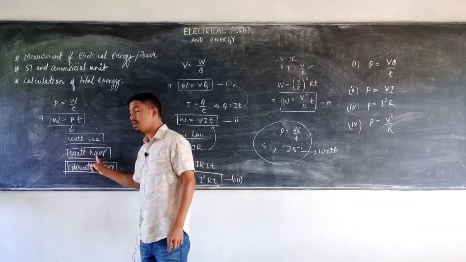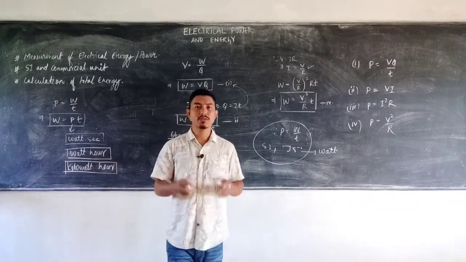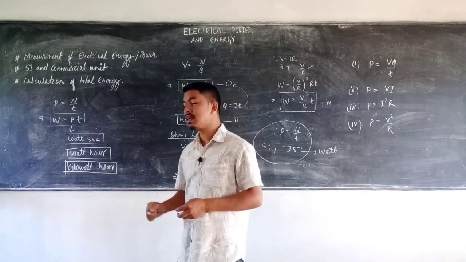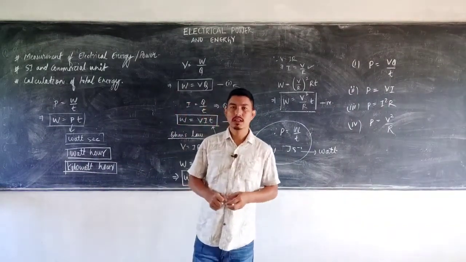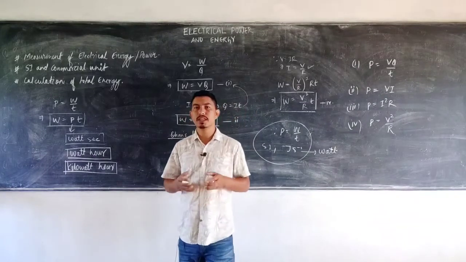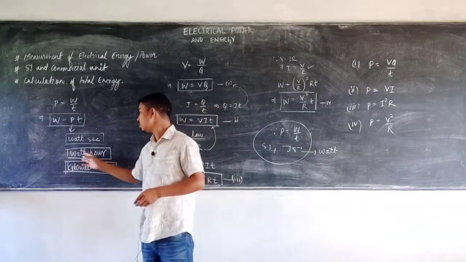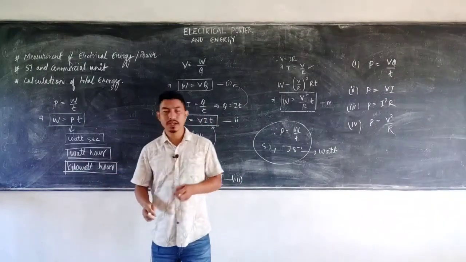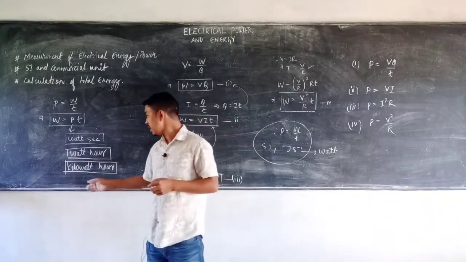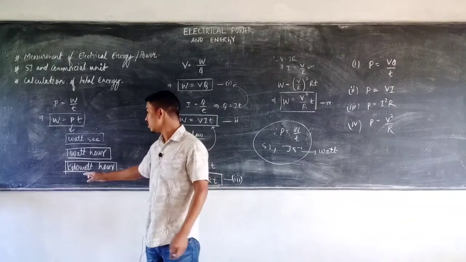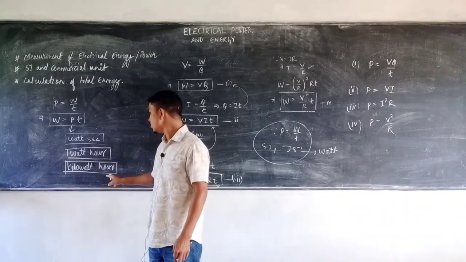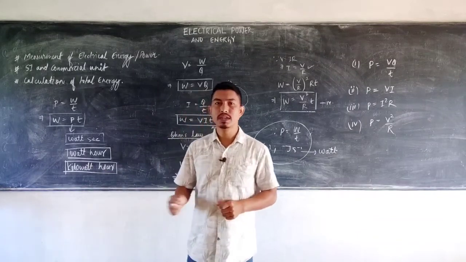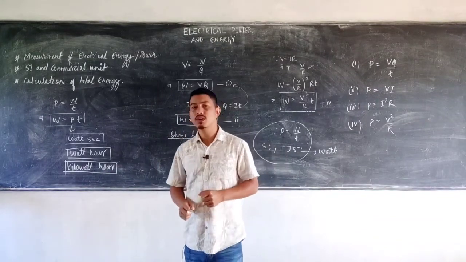So watt hour, what does it mean? It means that any device which is rated 1 watt, and if you use that device for 1 hour, then the electrical energy consumed by that device is said to be 1 watt hour. Similarly, the kilowatt hour can be defined as: any electrical appliance which is rated 1 kilowatt, and if it is used for 1 hour, then the electrical energy consumed by that device is said to be 1 kilowatt hour.